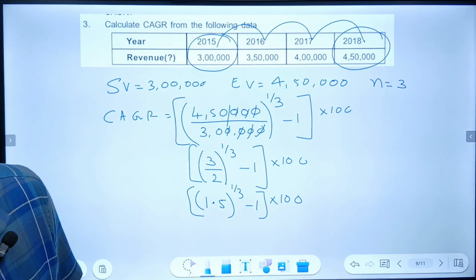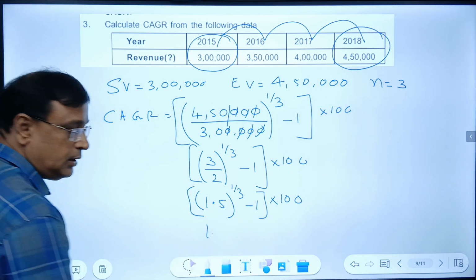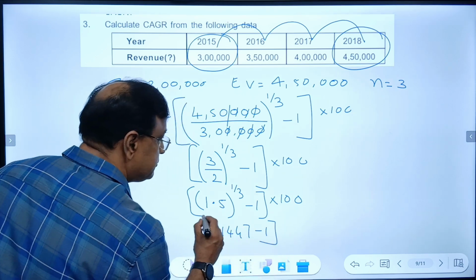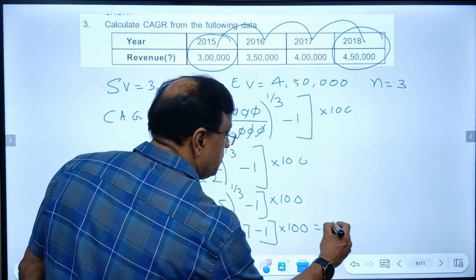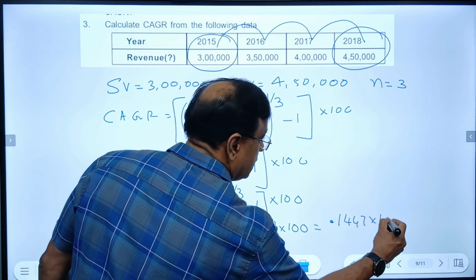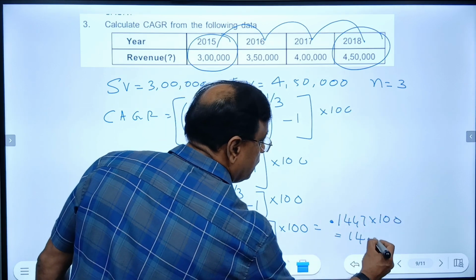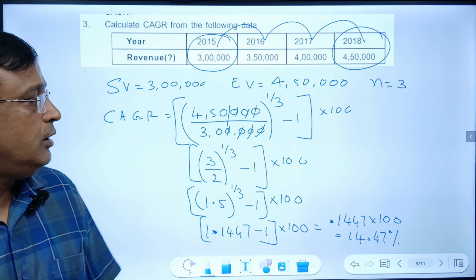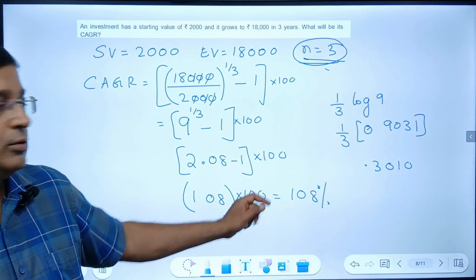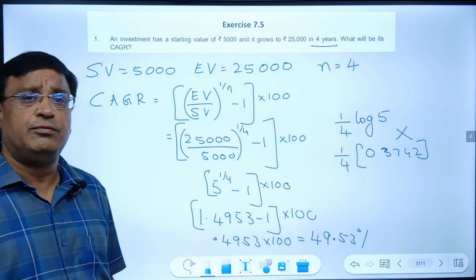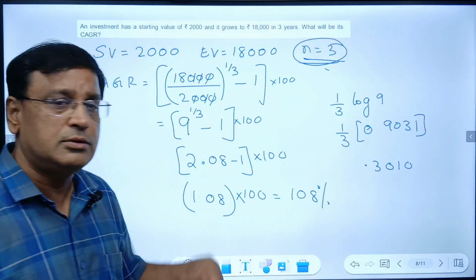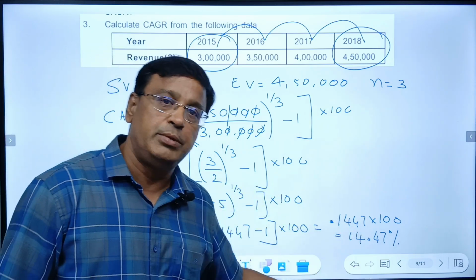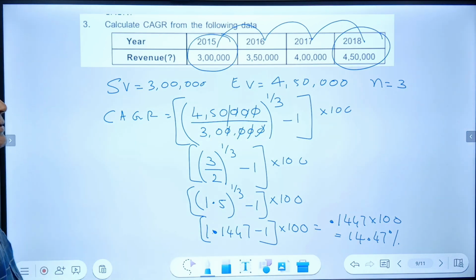Now what is the value of 1.5 to the power 1 by 3? It is actually 1.1447, minus 1, which is 0.1447 into 100, which is nothing but 14.47%. So the growth is reasonable growth. It is 14 point something, but this other one is like an unbelievable growth. Even this is somewhat unbelievable. 50% growth, more than 100% growth, exaggerated growth. Whereas this sounds a little reasonable. This is how the performance generally is in a company. 14.47% is the growth rate.